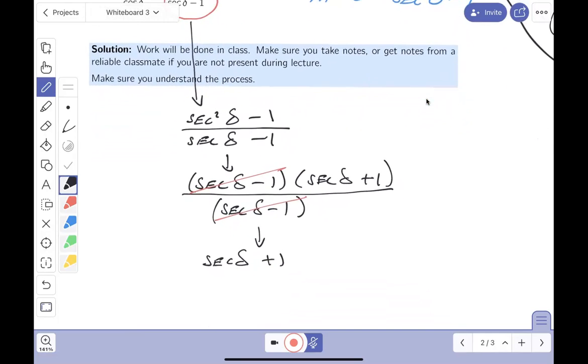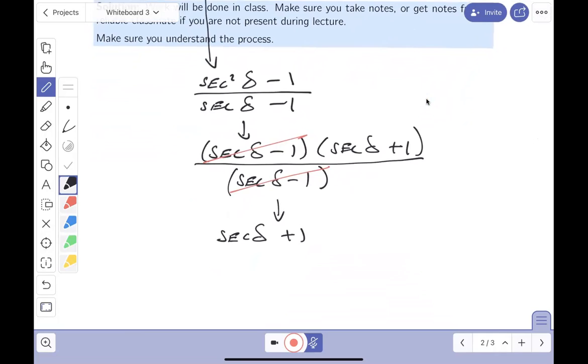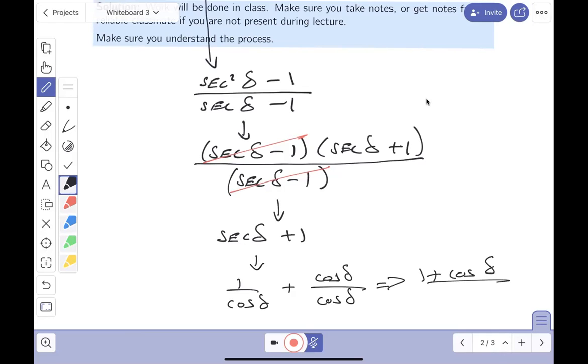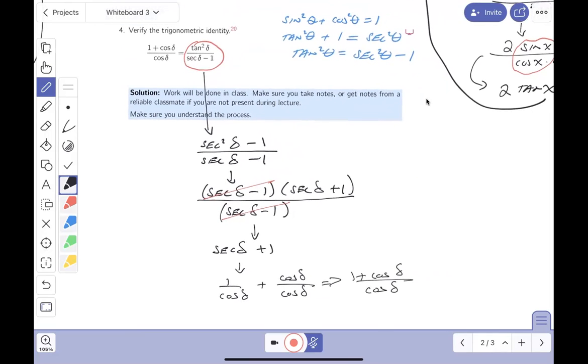So what I'm going to do is, if I'm looking at the left side, it's definitely in terms of cosines. So I'm going to write this over here. What is it going to be? 1 over cosine delta plus cosine delta over cosine delta. And what does that give me? 1 plus cosine delta, sorry about that, over cosine delta. Let's see if we got it. Wow, look at that, miracle. Exactly what we expected to get, QED again.